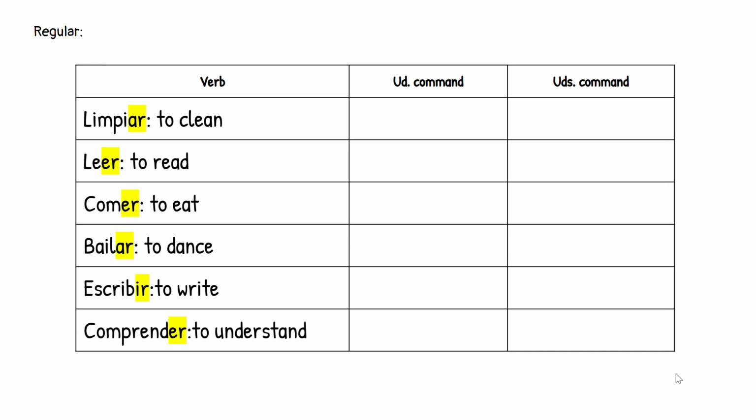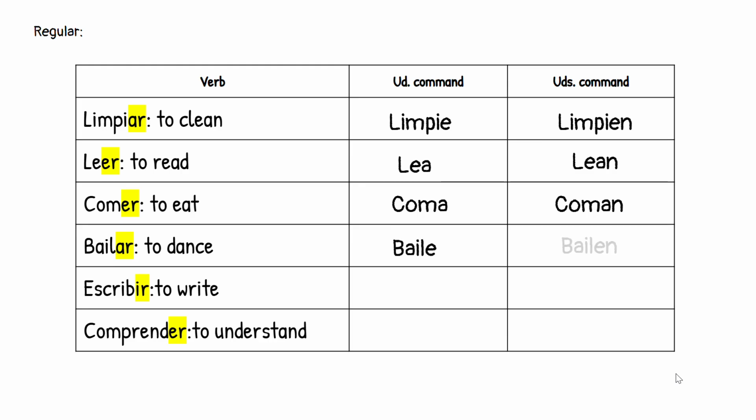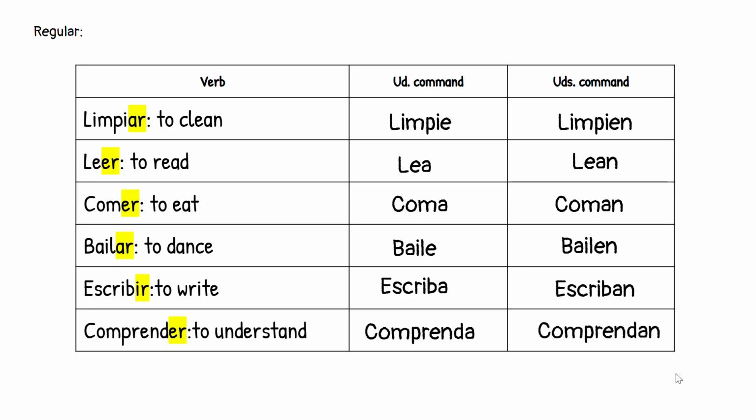Pause the video and practice this. We're doing the usted and ustedes, and then come back for responses. These are all regular verbs. All right. Limpiar usted. Limpie. Limpien. Okay, opposite root vowel. Leer. Lea. Lean. Comer. Coma. Coman. Bailar. Baile. Bailen. Escribir. Escriba. Escriban. Comprender. Comprenda. Comprendan.